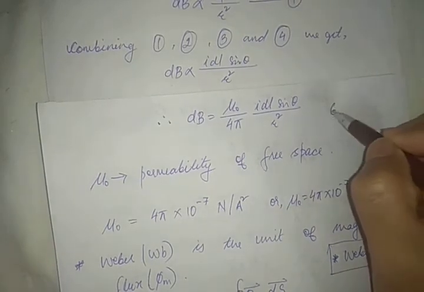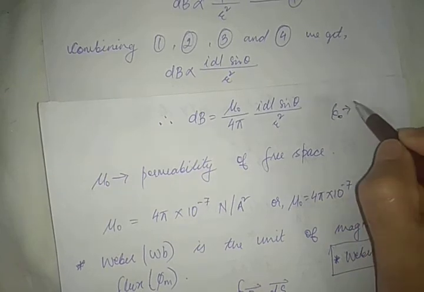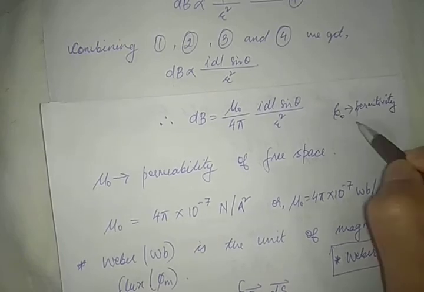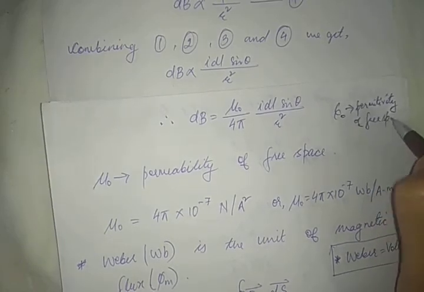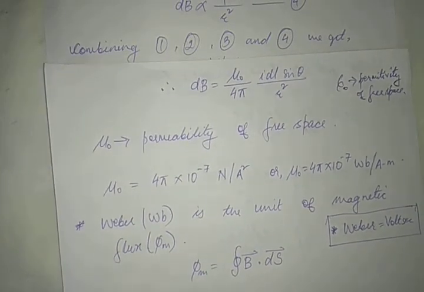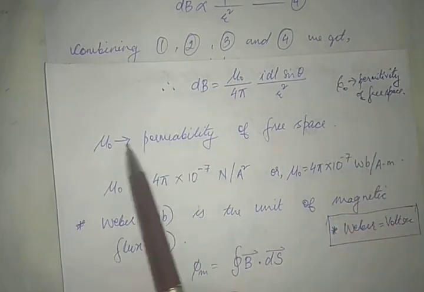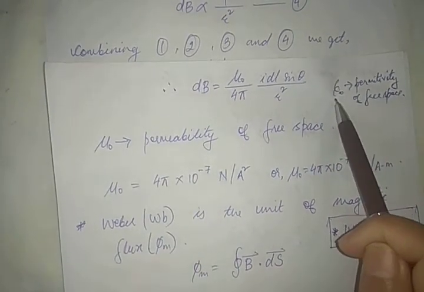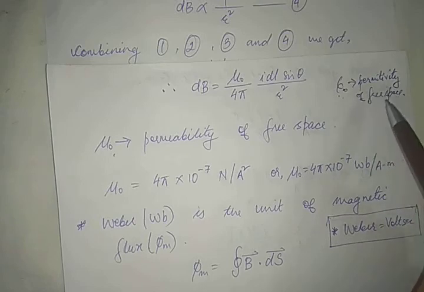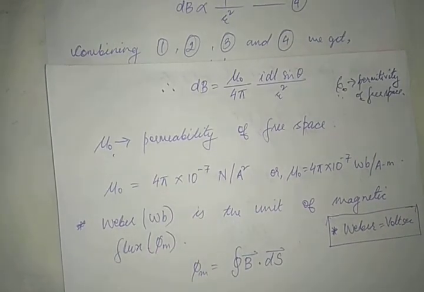Like you had epsilon naught when we did Coulomb's law, and epsilon naught was the permittivity of free space. Likewise mu naught is a constant, called the permeability of free space. Many a times I have seen students getting confused between epsilon naught and mu naught, calling one permeability and the other permittivity. So check the names correctly. Epsilon naught is called permittivity of free space, mu naught is called permeability of free space.